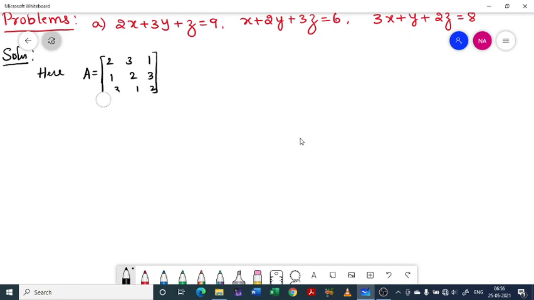Next, X. This is usually fixed: X, Y, Z. Sometimes you may get x1, x2, x3, but generally it will be x, y, z for the LU decomposition method. And B, that is the matrix of constants: 9, 6, 8. Now A equal to LU.